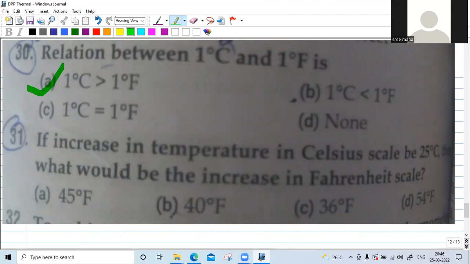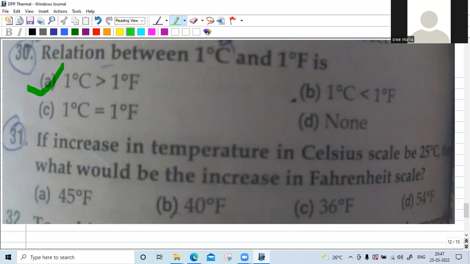Okay, again the question is not, what the question should exactly mean is: one temperature difference is 1 degree Celsius and the other temperature difference is 1 degree Fahrenheit. Which one is greater? So you can say a mass difference of 1 gram and a mass difference of 1 kg. Which one is more? 1 kg.